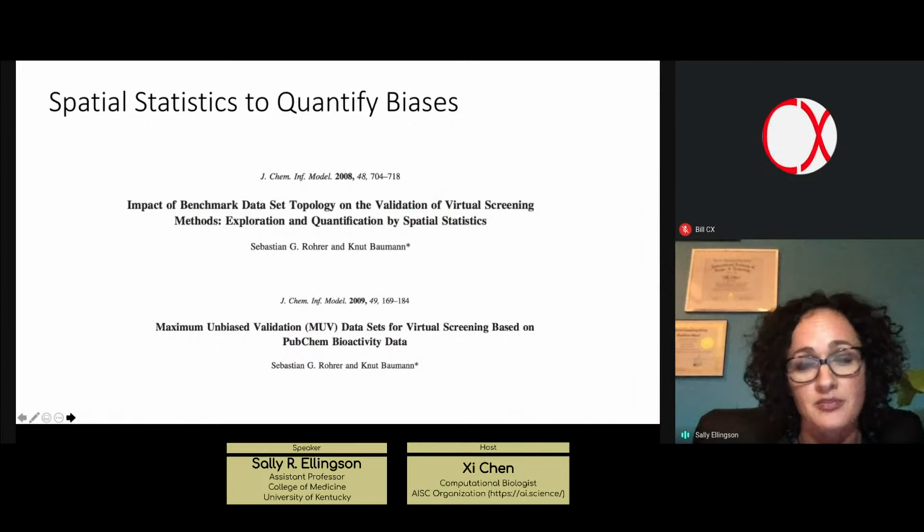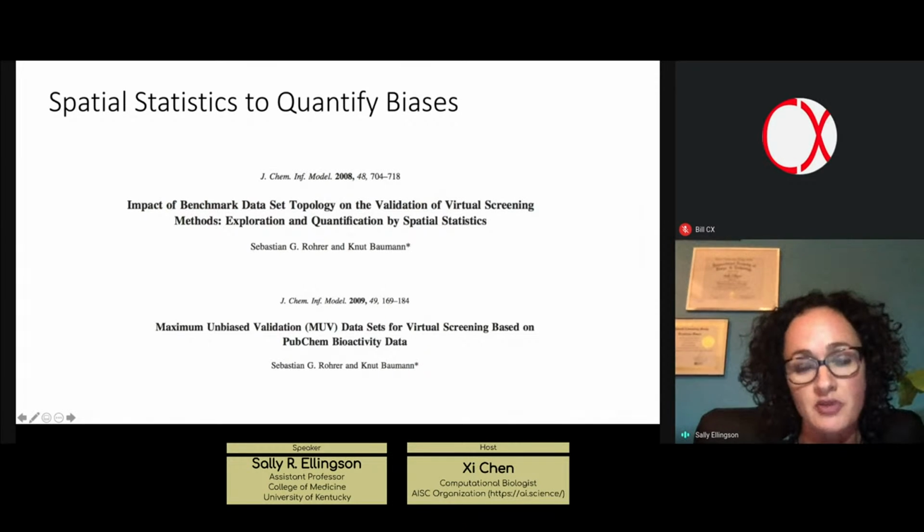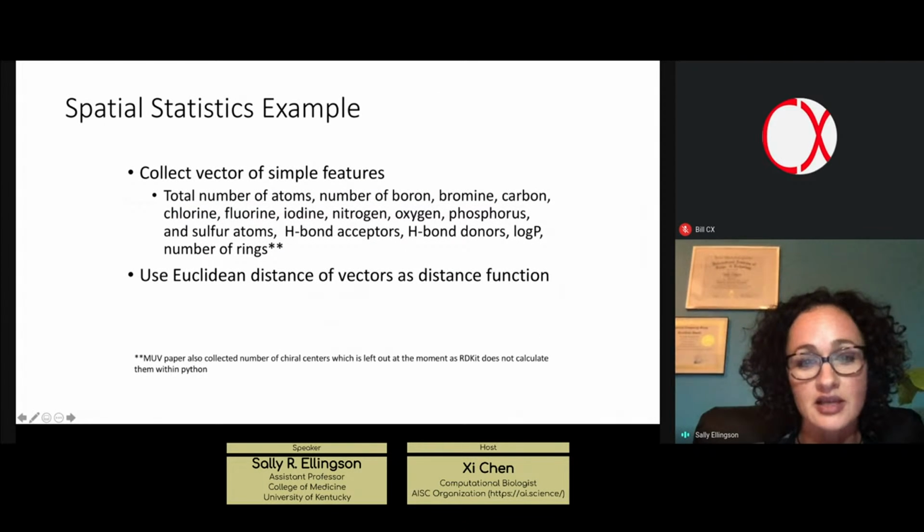So here's an example of something that can be used to quantify this. This is spatial statistics, and they were developed when creating a benchmark data set that was trying to alleviate some of these problems. In the examples that I'm going to show, we're creating a vector of features that all have to do with very simple things, mostly the total number of atoms of different types, and then using a simple Euclidean distance as the distance function.